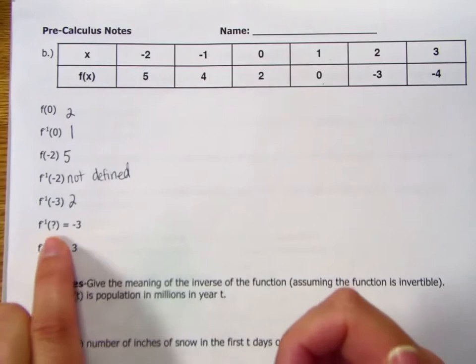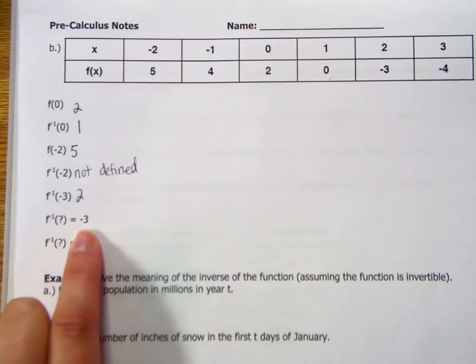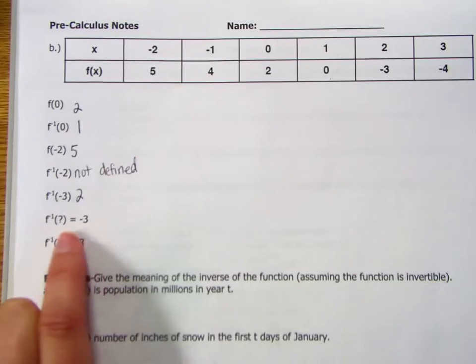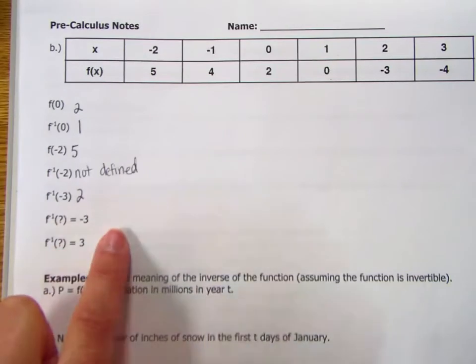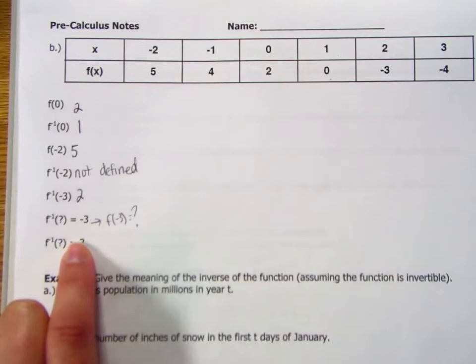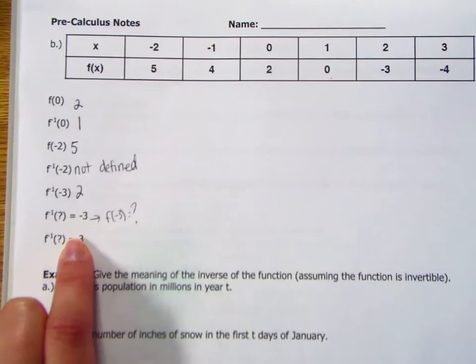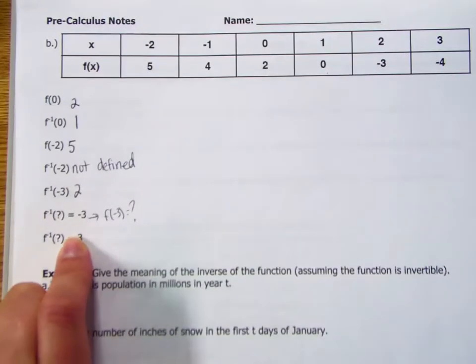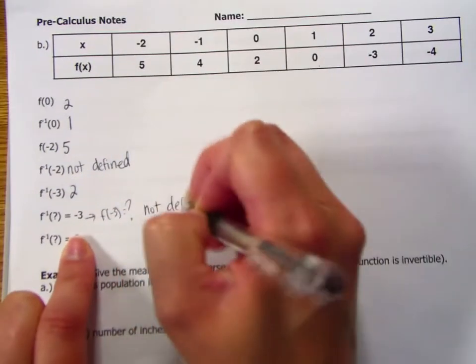Sarah, the inverse of what equals -3? It is not. So this is kind of saying f of -3 equals what? This correlates to f of -3 equals what? Say that one. Is it not? Yeah, it's not defined. It's not defined in our table, so we don't know.